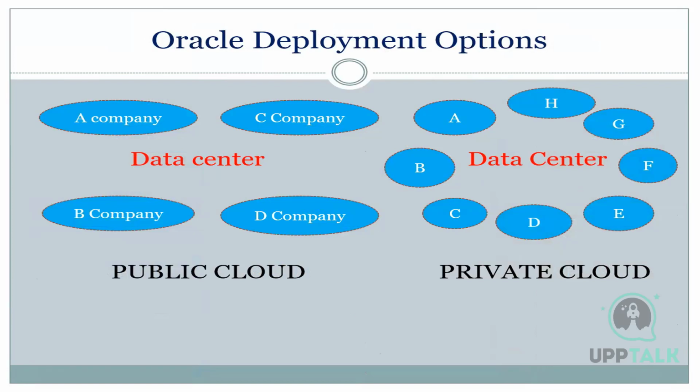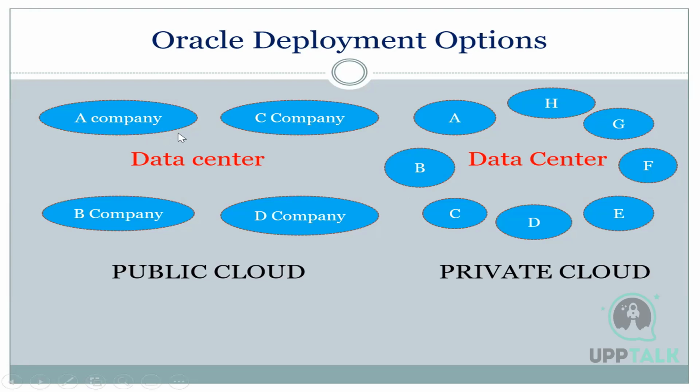We have a public cloud and we have a private cloud. Public cloud is what? We have A company, B company, C company, and D company. The private cloud is when you are deploying your cloud application in different data centers. Suppose A company, B company, C company, and D company are there, and A company cannot see B company's data, B company cannot see C company's data, and C company cannot see D company's data. And private cloud is what?